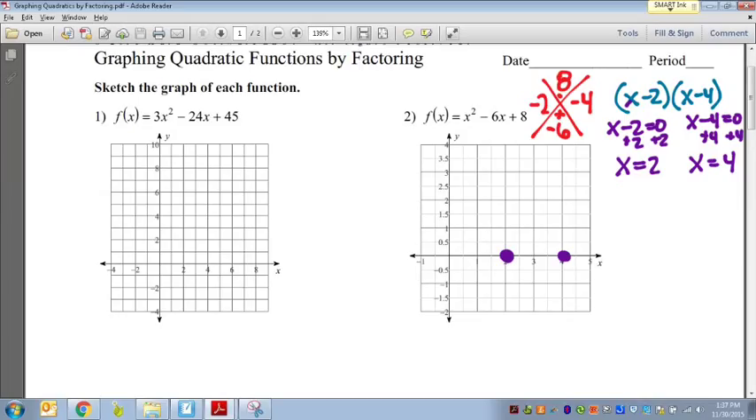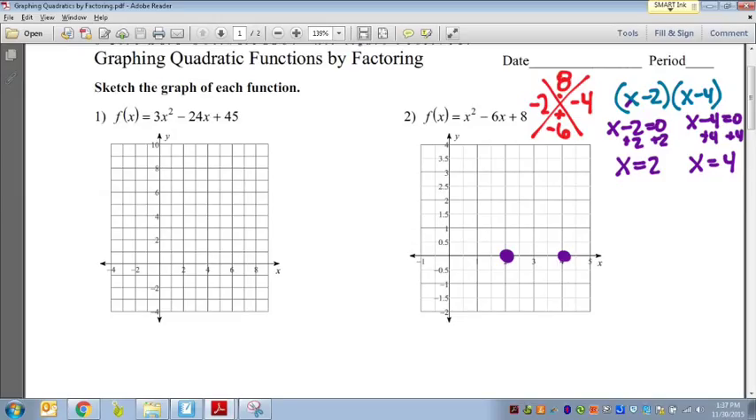The second most important part is the axis of symmetry, which, again, symmetry means if I cut something in half, it's the same on both sides. And I want to cut this vertically in half, which, if you think about it, if those are the x-intercepts of 2 and 4, it has to be perfectly in the middle. So that would mean it would have to be at 3. But let's test our theory.